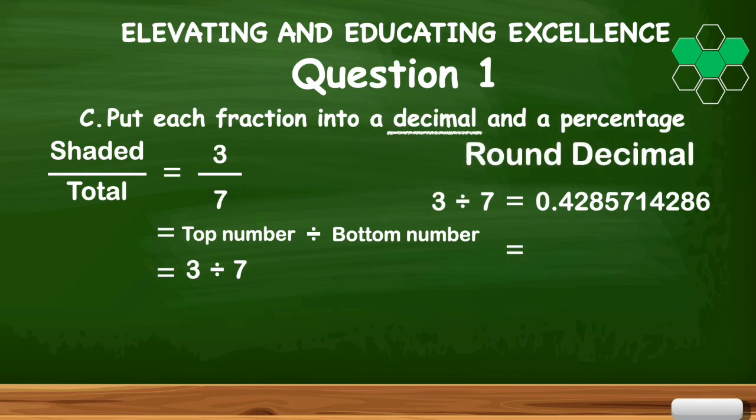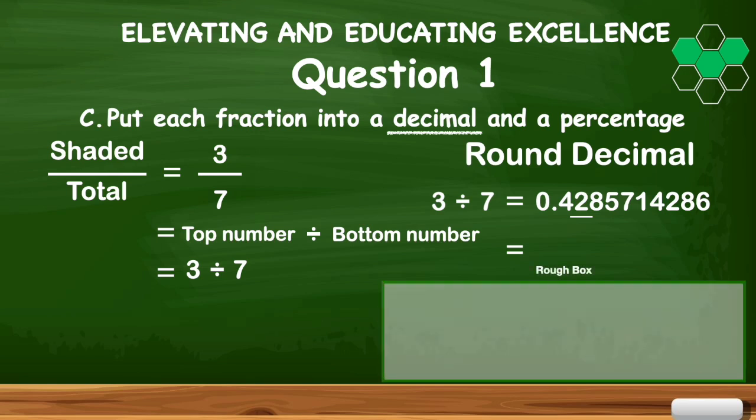What we're going to do is round it to 2 decimal places. So let's underline the 2. We're going to create a rough box in order to help us round. In this rough box, we're going to write 3 digits. So 0.428. We're going to underline that 2, and then we're going to label the 2 and the 8.